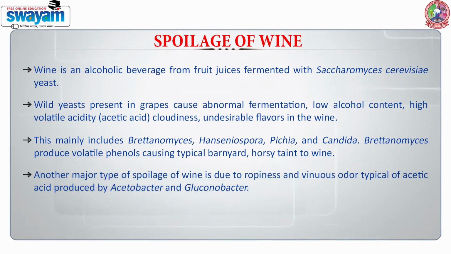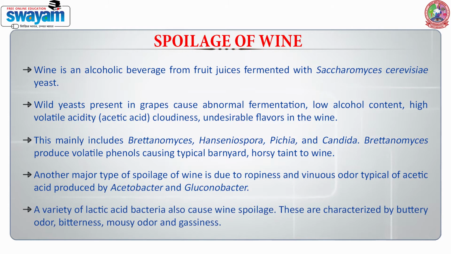Another major type of spoilage of wine is due to ropiness and vinous odor typical of acetic acid bacteria. Acetobacter and Gluconobacter are the chief organisms responsible for these traits. A variety of lactic acid bacteria also cause the spoilage of wines. These are characterized by buttery odor, bitterness, mousy odor and gassiness.